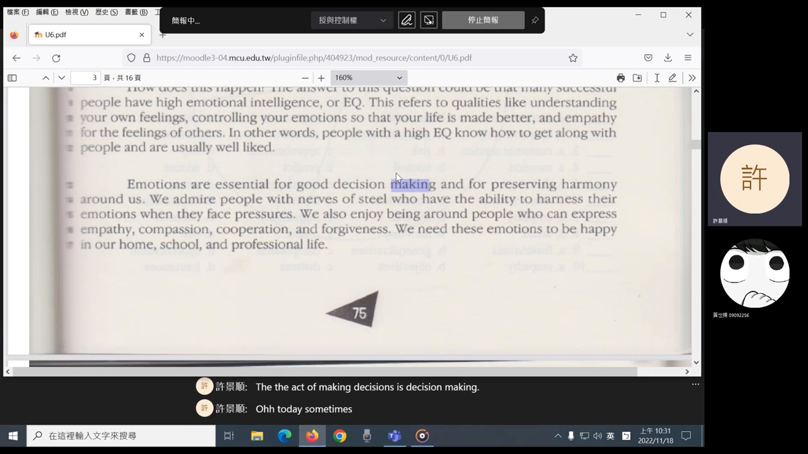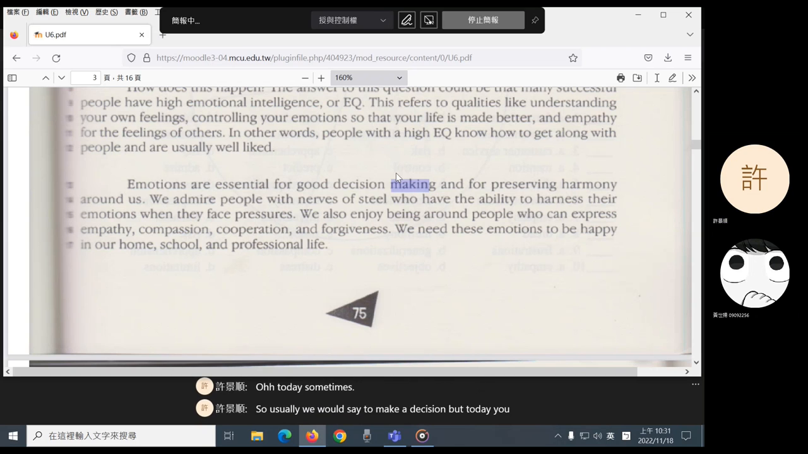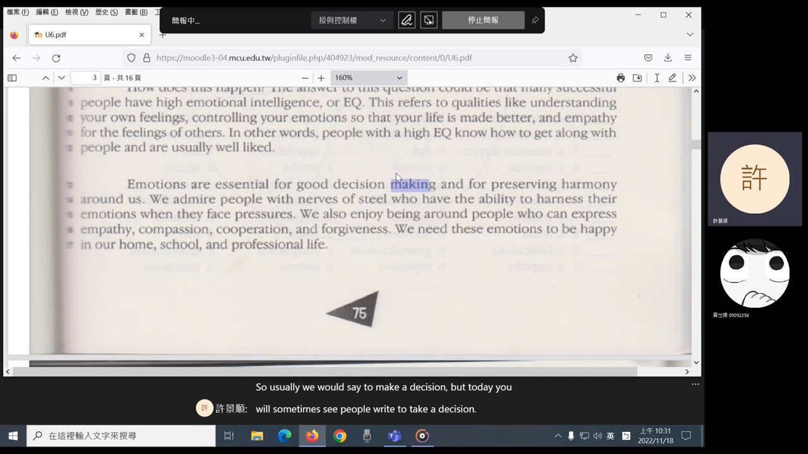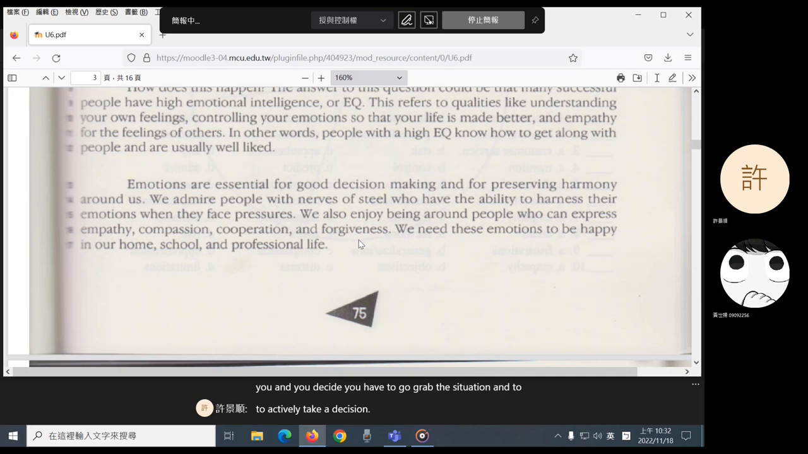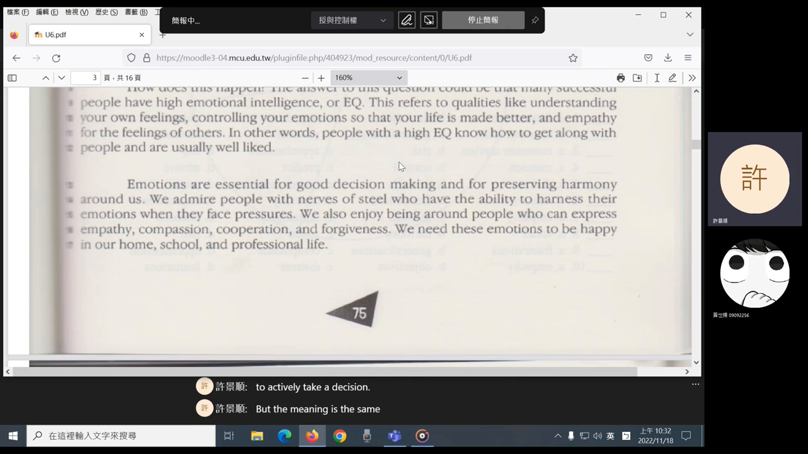Today sometimes, so usually we would say to make a decision, but today you will sometimes see people write to take a decision. This comes from the business world. And the idea is that a business leader sometimes doesn't just decide. The leader has to actively jump in to make a decision. They have to take that decision. So it's not you're sitting there and the situation comes to you and you decide. You have to go grab the situation and to actively take a decision. But the meaning is the same, right? It's just the imagery.